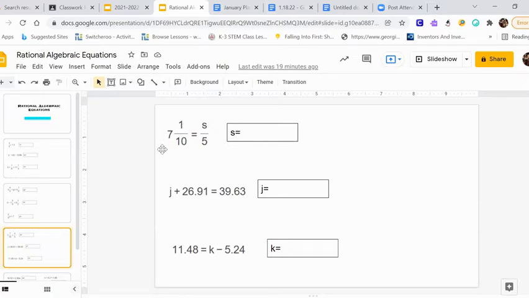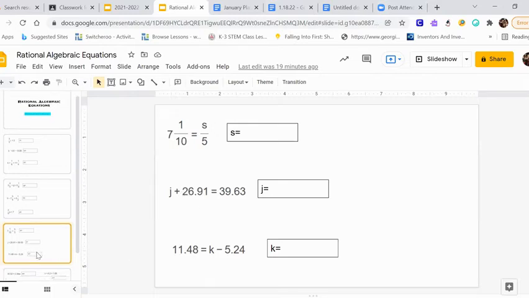Okay, easy. Now line up your decimals. Line up your decimals.